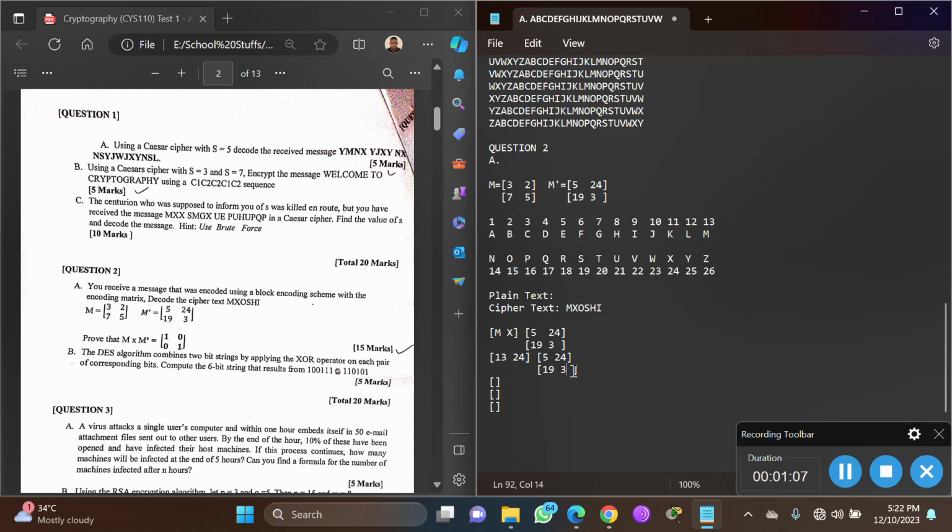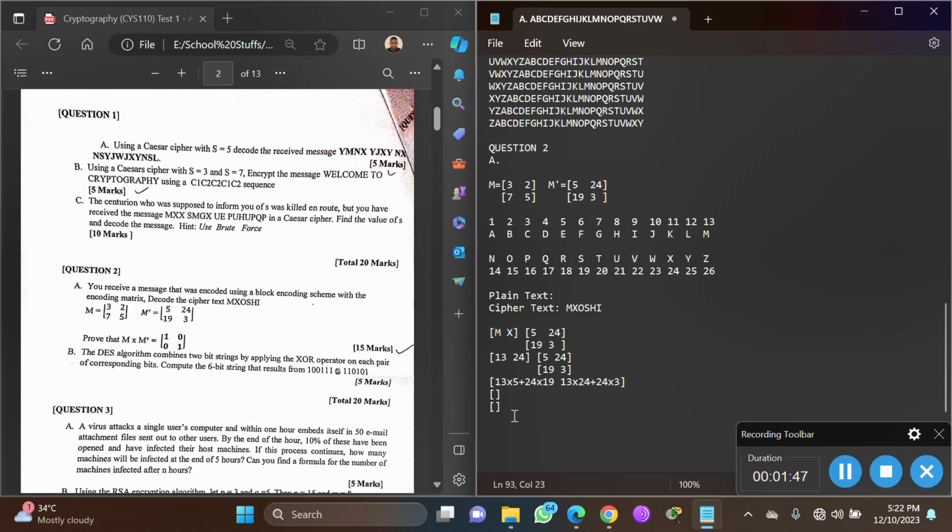Now since we have that, we know that matrices work by row by column, row by column. So the first thing we'll do is 13 times 5, so row by column. Then you say plus 24 times 19, then you leave a space. Again you start 13 times 24 because it's row by column, then plus 24 times 3.